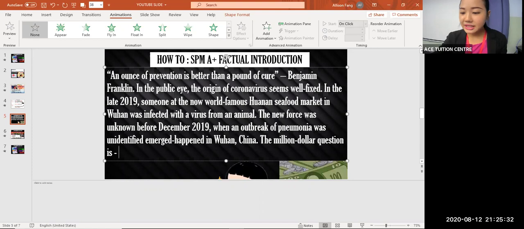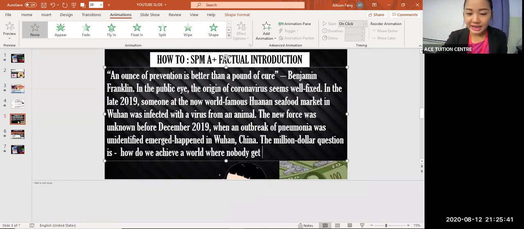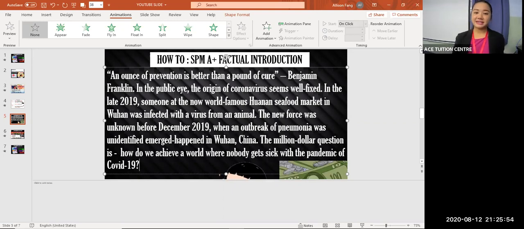So the $1 million question is, how do we achieve a world where nobody gets sick with the pandemic of COVID-19? All right, so basically this is our first paragraph.